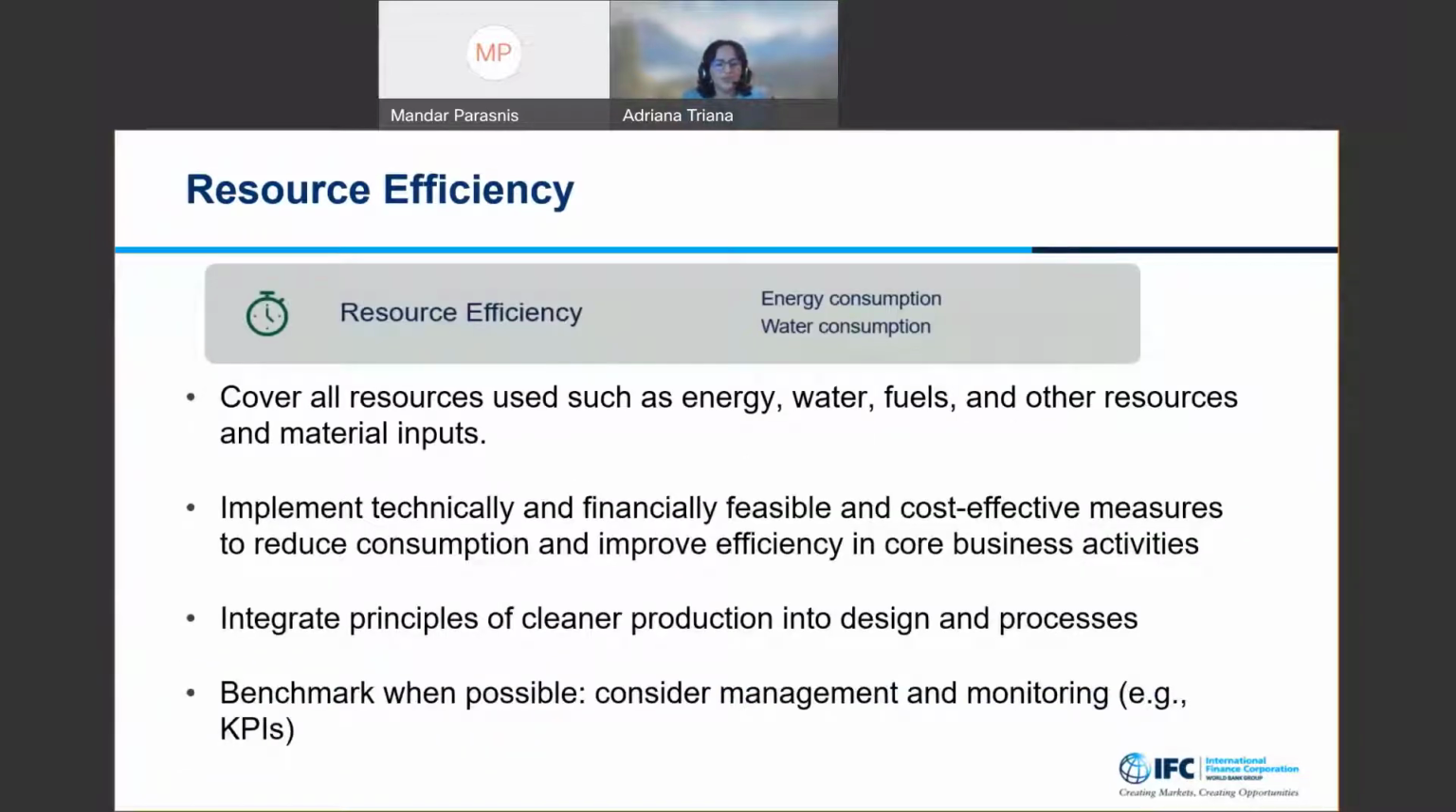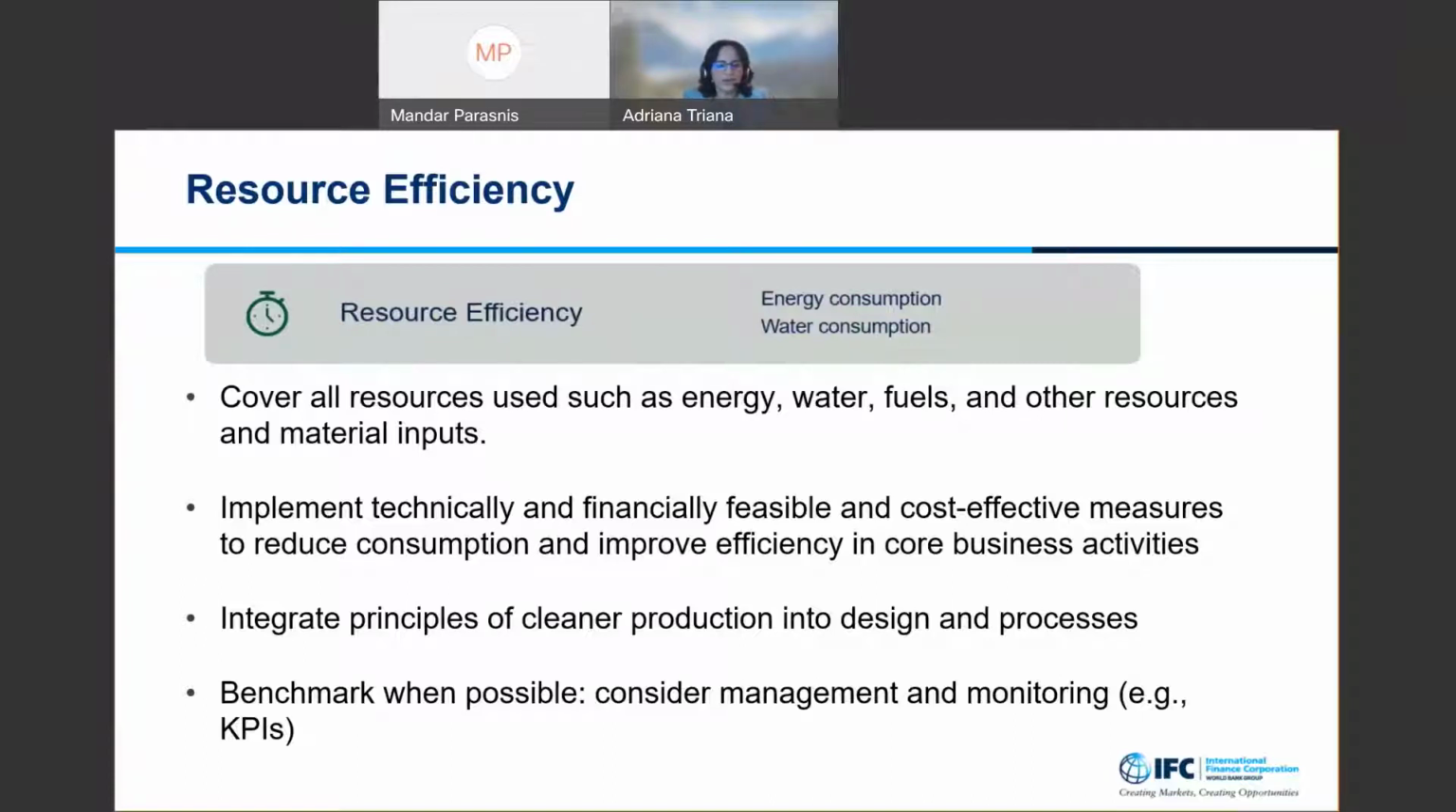Now, at the beginning, I mentioned that Performance Standard 3 covers three big areas. The first of them, resource efficiency. So now I'm going to talk more about the requirements on resource efficiency in Performance Standard 3. It refers to an analysis and measures to cover resources that are used mostly in the business activities, in the core business activities. And it's not only energy or water, it also includes raw materials and fuels. The core business activities are an important focus that the performance standard provides.